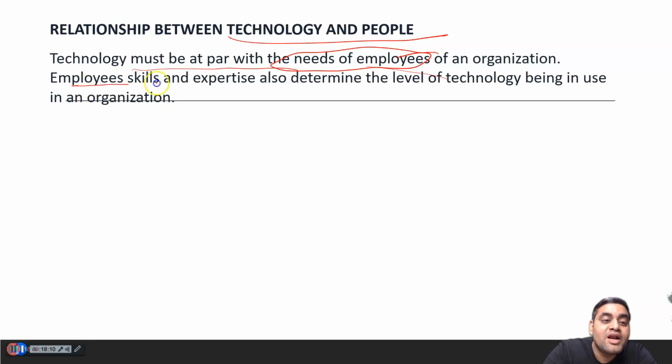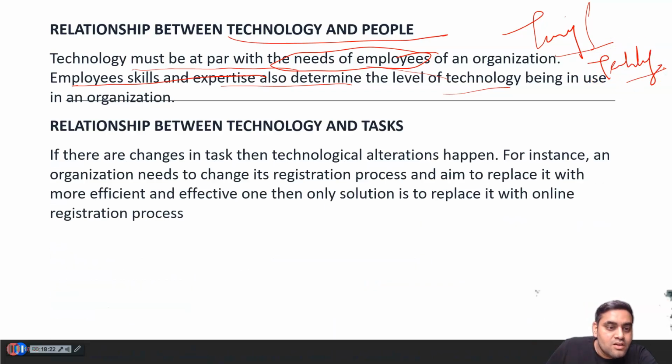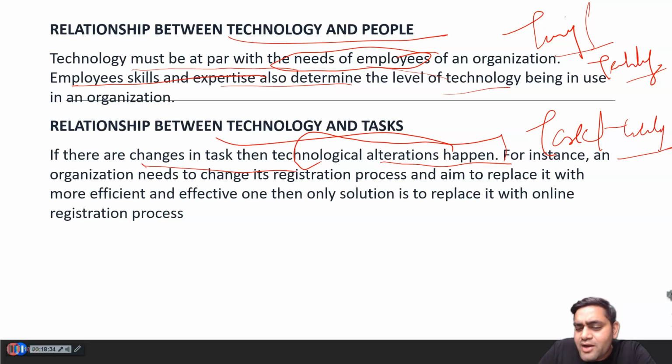And you need to provide them expertise, skills, and the right level of technology. Because if you are not training them properly, then your technology will not help you, right? So the next relationship is the relationship between technology and task. If there is any change in the task, then technology alteration is also required. So if you are changing any task, you need to change certain technology also. This might not be mandatory, but most of the times it happens.